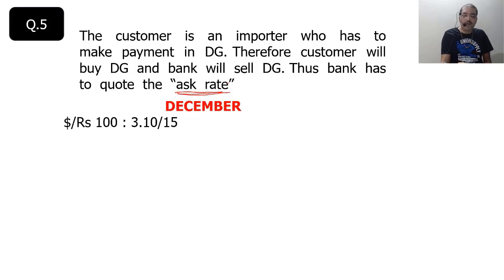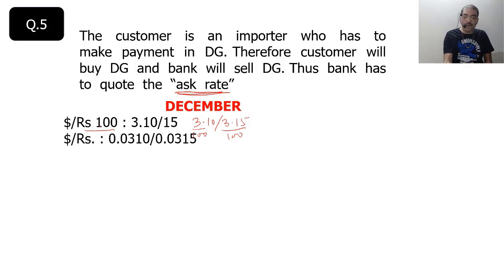So this is actually 3.10 by 3.15. But this is per 100 rupees. I want per rupee. What is the standard format? Per unit. So per unit means I will have to divide both these figures by 100. So what do I get? Dollar to rupees, now per rupee instead of 100 rupees: 0.0310 and 0.0315, because 3.10 divided by 100, 3.15 divided by 100.